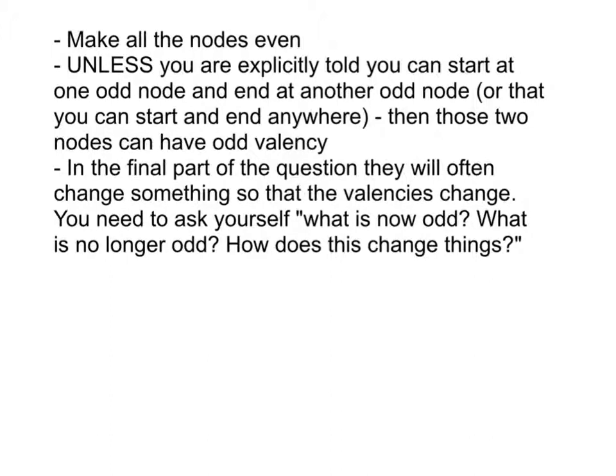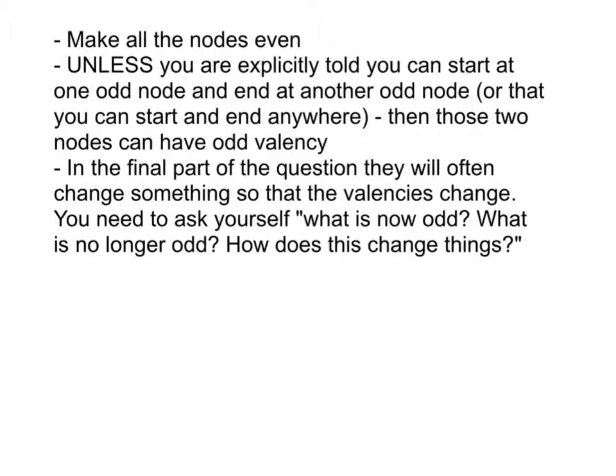Now remember, this means it's semi-Eulerian. You can still traverse it if you start at an odd node and finish at an odd node if there are no other odd nodes on that network. So that means you can have those two, but everything else needs to be even. But you're only doing that semi-Eulerian if you're explicitly told to. If it's just a normal route inspection problem, you're making absolutely everything even.